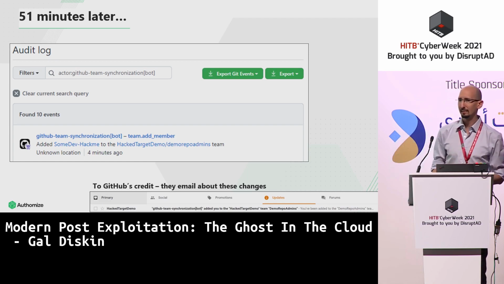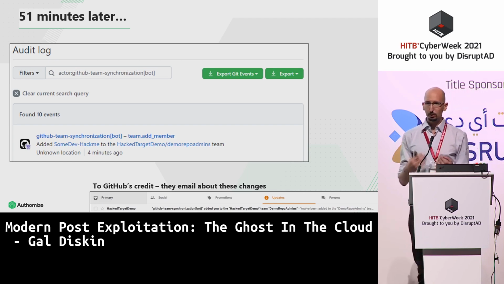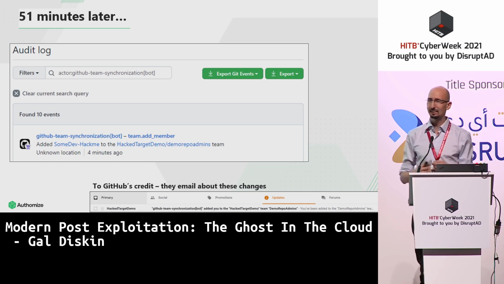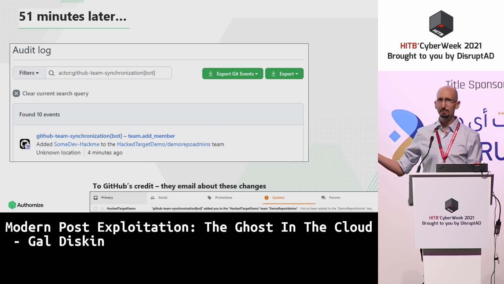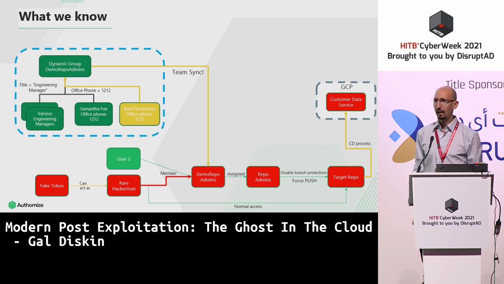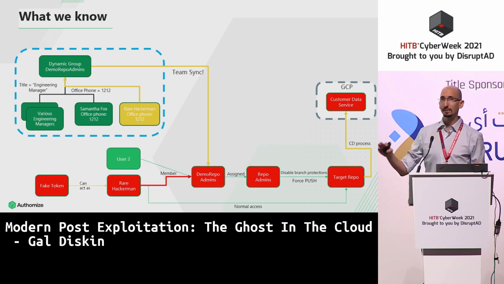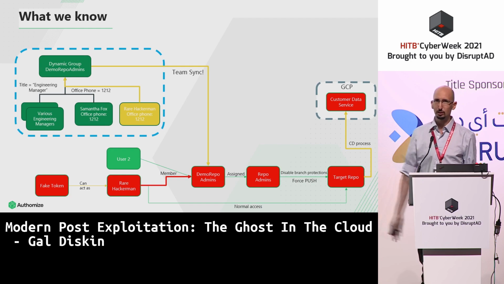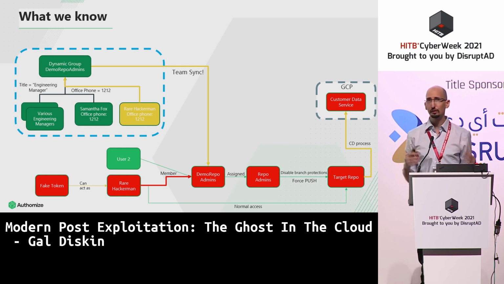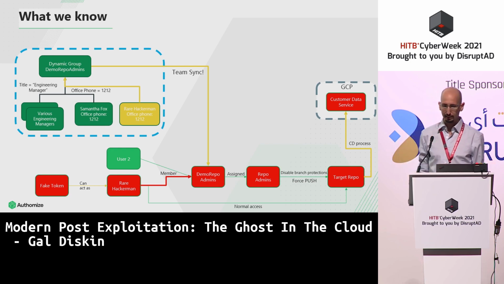And once the sync has happened, the account that we control has now gained access as a repo admin to our target repo, which looks like this. One thing to say in GitHub's credit, they send a lot of emails about these access changes, and it takes a lot of work to actually prevent the access. There are some configuration settings, but not that much.